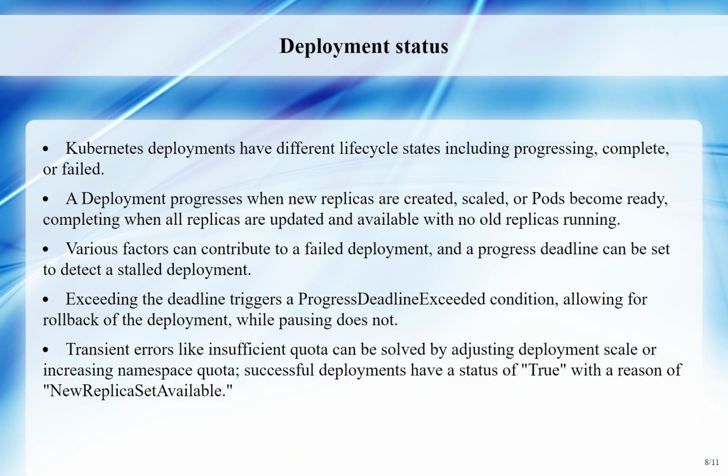Transient errors can also occur, such as insufficient quota, which can be addressed by scaling down the deployment or increasing quota in the namespace. A successful deployment will have a status of true and a reason of new replica set available for the available condition, indicating minimum availability.